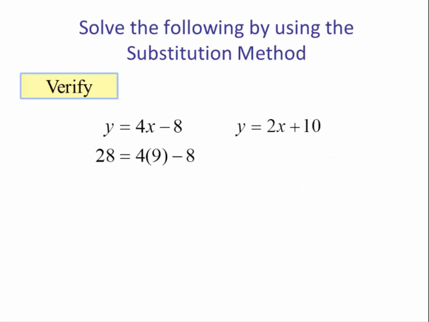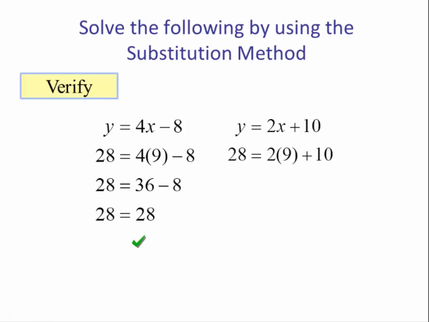To verify this, we take the first equation. Wherever we see a y, we put 28. Wherever we see an x, we put 9. The left hand side is 28. The right hand side is 4 times 9 minus 8, which becomes 36 minus 8. So we have 28 equals 28. It checks. For the second equation, we have 28 equals 2 times 9 plus 10. Multiplying, we get 18 plus 10 on the right hand side, and of course that's 28. So it checks here. We have verified the solution.